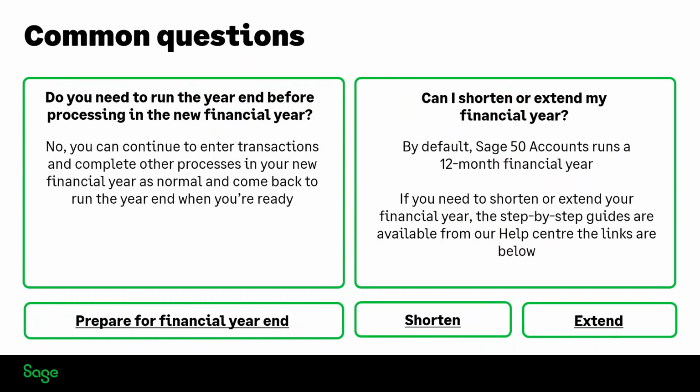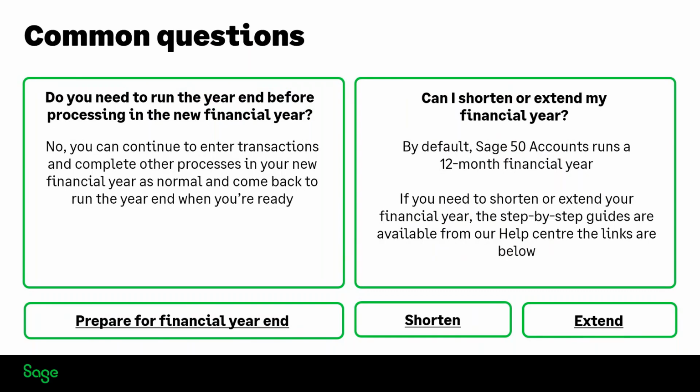So if you remember, when you run the year end, the program is going to pick up the dates of your postings. So it's not going to pick up anything that you're posting into your new financial year, because it goes off the dates. So you're completely fine to continue to work as normal in your new financial year. And then when you're ready to run your year end process, you can run that.